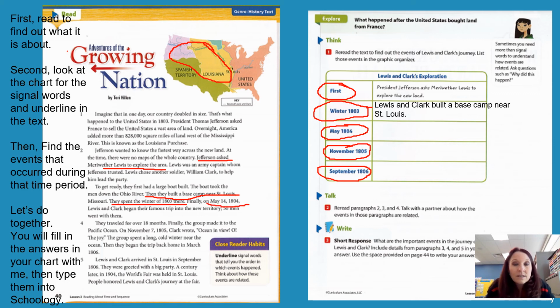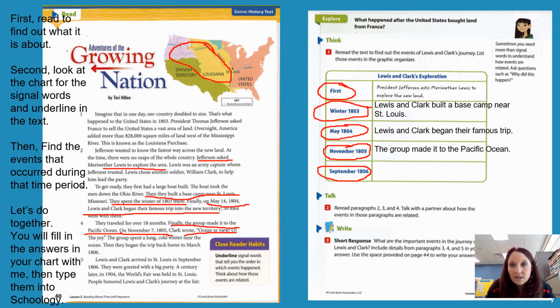And we need to know what event that was. And it says Lewis and Clark began their famous trip into the new territory. So that needs to be in the chart. Lewis and Clark began their famous trip. Okay, the next date is November 1805. We see that right here in paragraph 4. And we notice that is where they made it to the ocean. So the sentence before the date says, finally, the group made it to the Pacific Ocean. So we're going to put that in the chart. The group made it to the Pacific Ocean.